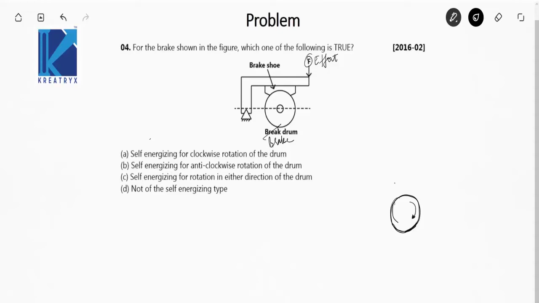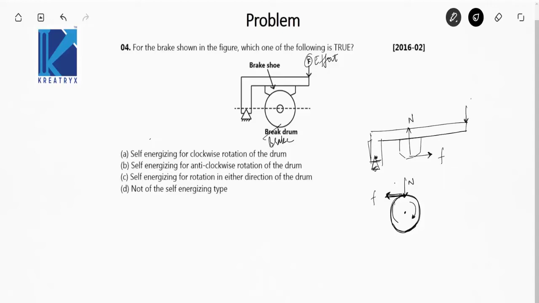The brake shoe will try to stop this rotation of the brake drum and hence will apply the friction force in the backward direction. Similarly, there will be a normal reaction exerted by the brake shoe, and for the lever about this hinged point, there will be a normal reaction in the upward direction on the shoe, and the friction will be in the opposite direction of that of the brake drum, that is, in the forward direction, and this is the effort.